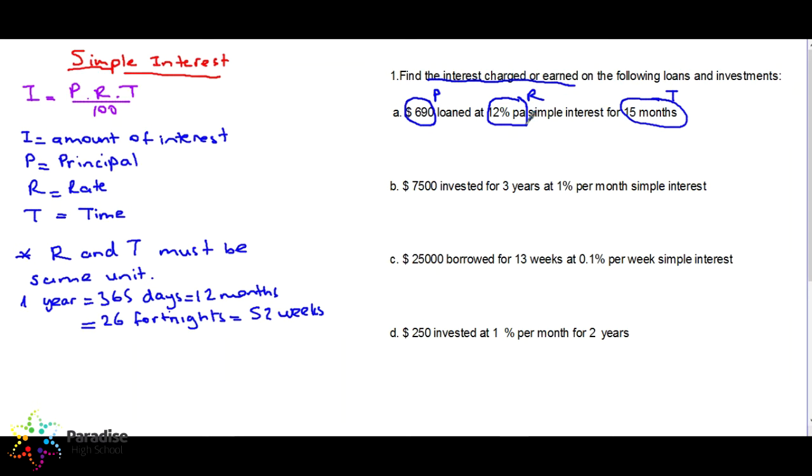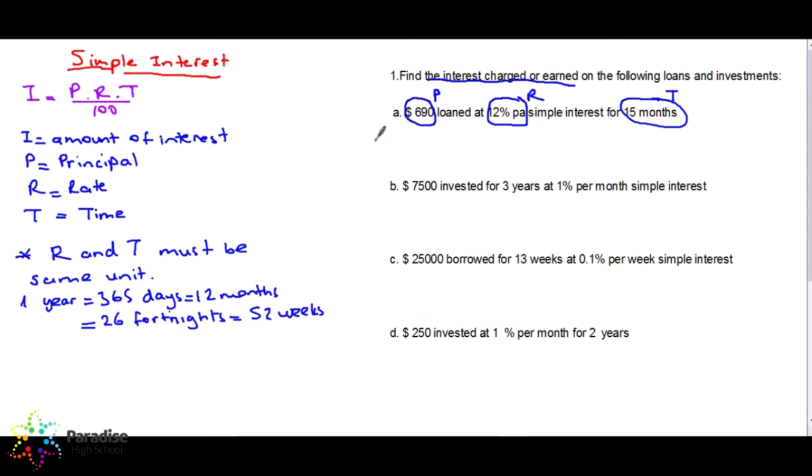There is a problem here. If you look at the unit of the rate, it is per annum, year based, but time is 15 months. Either I have to convert months into years, or I have to convert years into months. We can answer it in both ways. Let's answer it in both ways.